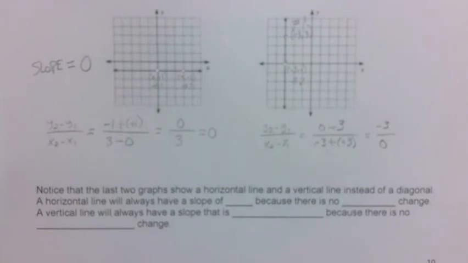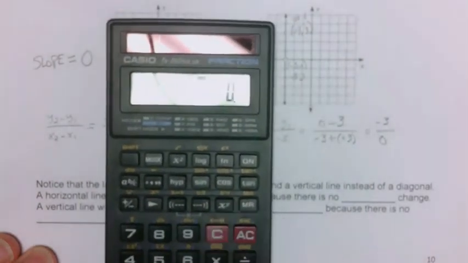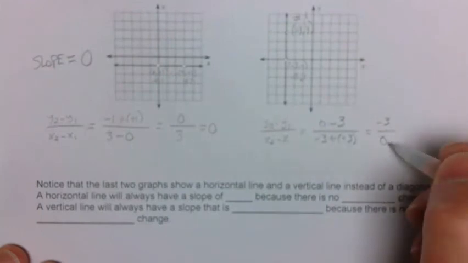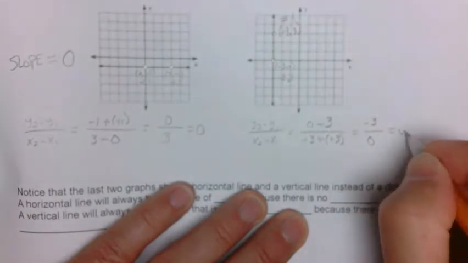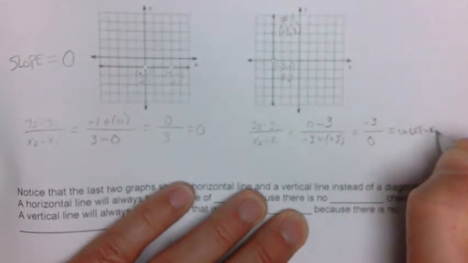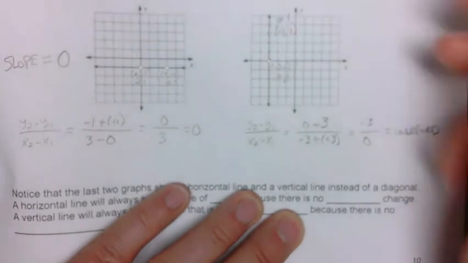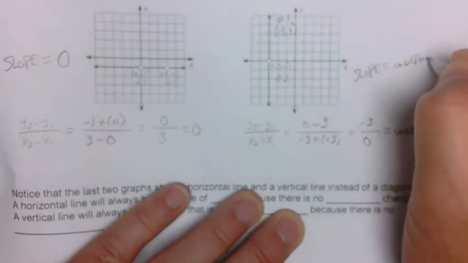Okay, well, what's negative 3 divided by 0? If we were to punch this into our calculator, all right, let's go ahead and do that. Negative 3 divided by 0, and we get an error. Our calculator doesn't like that because, if you remember, it's impossible to divide by 0. All right, that means that this is what we call undefined because it's not possible to divide by 0. So the slope of this vertical line right here, we're actually going to say is undefined.